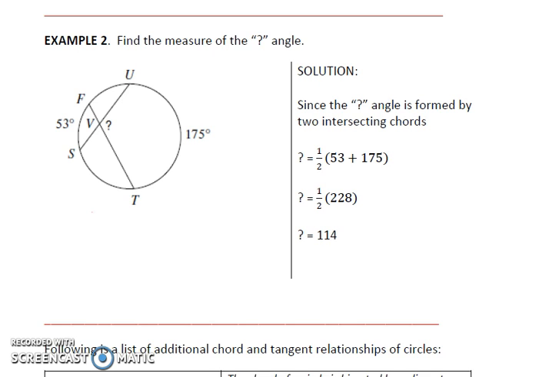Example 2. Find the measure of the question mark angle. Since the question mark angle is formed by 2 intersecting chords, and the degree measures of these intercepted arcs of the angles formed by the intersecting chords are given, we know from one of the previous formulas that the angle measure question mark would be equal to half the sum of the degree measures of these intercepted arcs. So we just plug it in to the formula, simplify to get that this angle is 114 degrees.